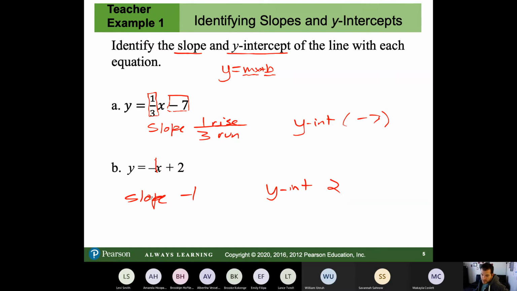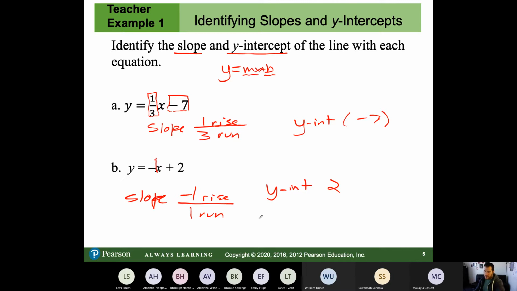One thing that I will encourage you on this one is, up here was kind of nice because I had a fraction. So I had a rise of 1, a run of 3. This one, the only thing I have to remember is that this -1 is over 1. So that means I'm going to rise -1, which means I'm going to go down 1, and then I'm going to run a +1. That's just the way I think about it when I'm thinking through this stuff.